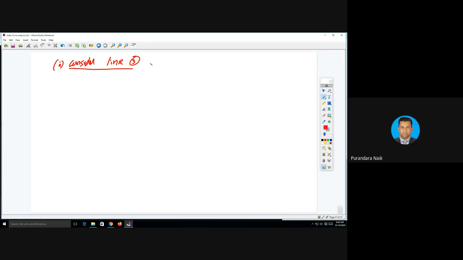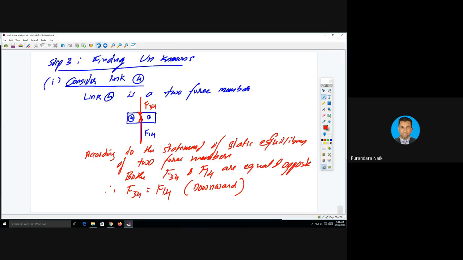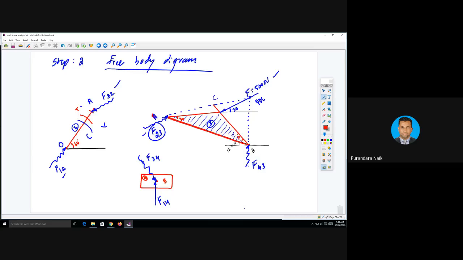Okay. So consider link number 3. Now, what is the link number 3 here? Link number 3, we have F43. Always F43 is equal to F34, right? F34 is downward, and F43 will always be upward. Correct? We know the direction of F43.